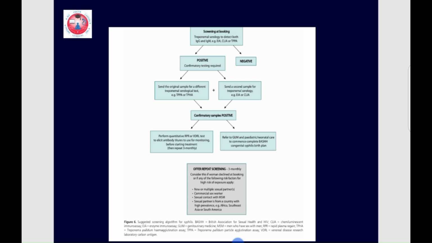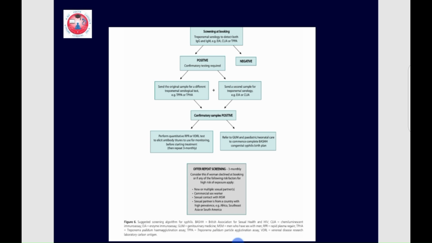Okay, if the woman has declined the initial screening at booking, then we will offer this screening at 3 months again. Again, this is an SBA. There will be a scenario in which such and such lady has come for the booking, and she has declined the screening for the VDRL. So what will you do? We have to offer the screening after 3 months.